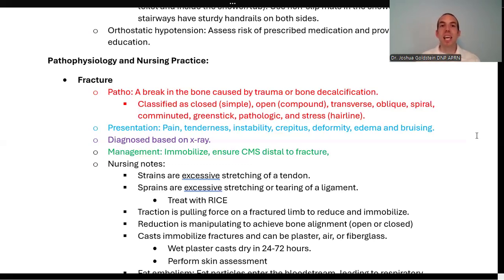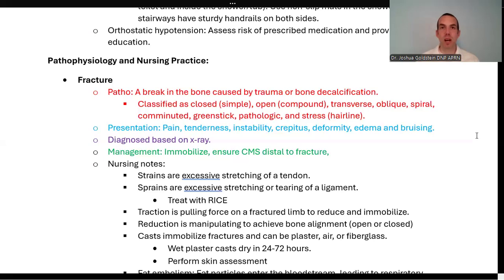We just discussed that. Casts immobilize fractures, and there are lots of different casts. And this actually is not even that recent anymore. For the last many years now, this has become a nursing skill where nurses can actually apply casts, which used to not be within the scope of nursing, but it is now. Wet plaster casts dry in 24 to 72 hours. That's probably what most of you are familiar with when you think of a cast, but especially if you work in the ER, we have a lot of other different types of casts, such as air or fiberglass, and there's even a bunch more than that nowadays. I didn't include a full list here.